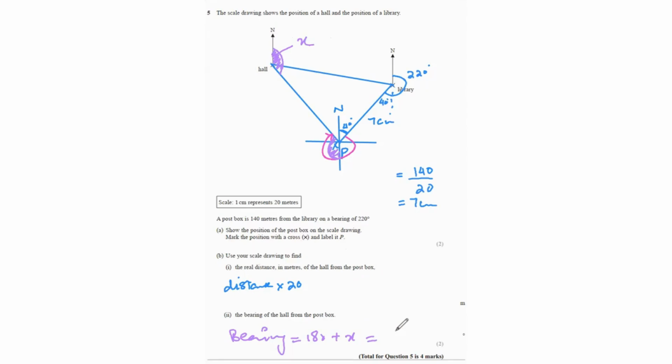So for this question, you need your protractor, you need your ruler. You cannot do this freehand. You cannot assume what the value is going to be. You need to measure it accurately, and then you will get your marks.